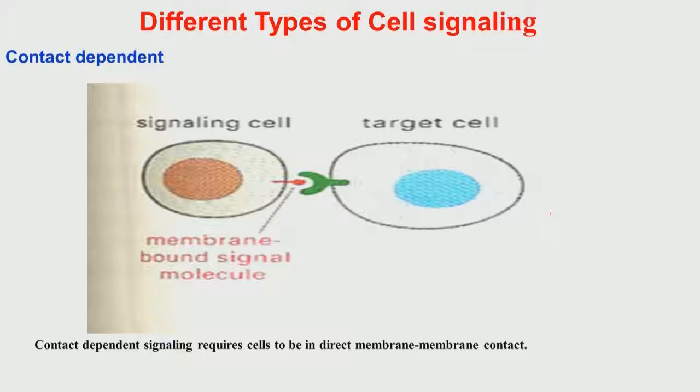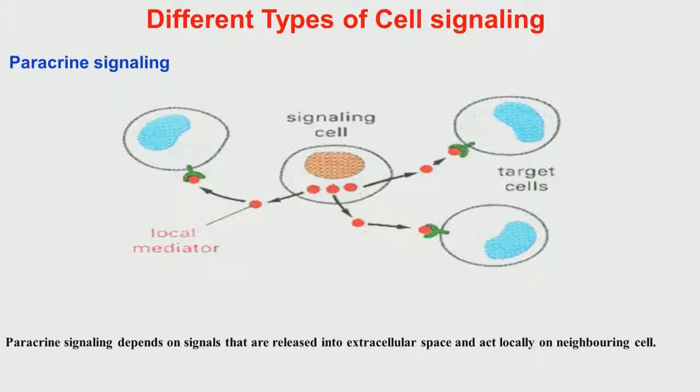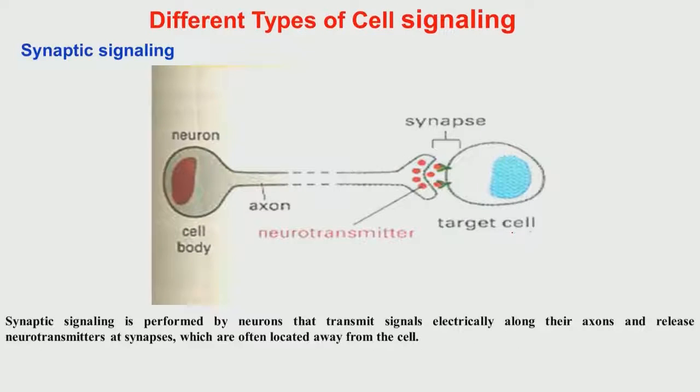One of the ways is contact dependent signaling. This is particularly true through gap junctions. So, this is your signaling cell or source cell, and this is your target cell, and these are membrane bound signal proteins which are linked to the cell surface receptors of the target cell. Now, paracrine signaling means that from one source cell, suppose you have a few target cells in the neighborhood, the signaling cell will release signal molecules or local mediators, and they will be transported to all the target cells by the process of diffusion.